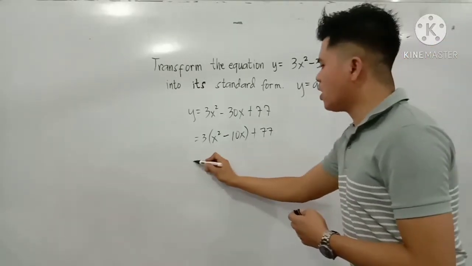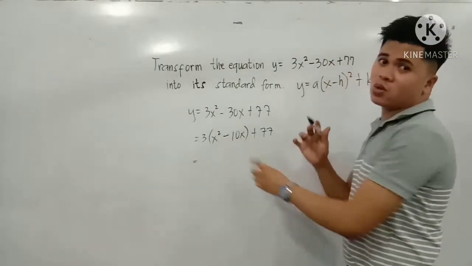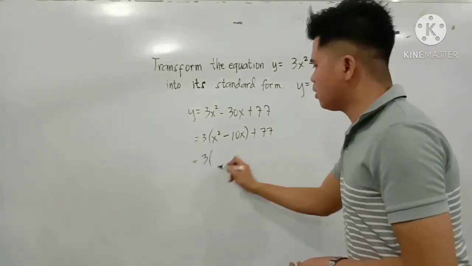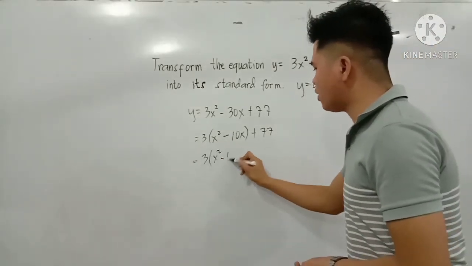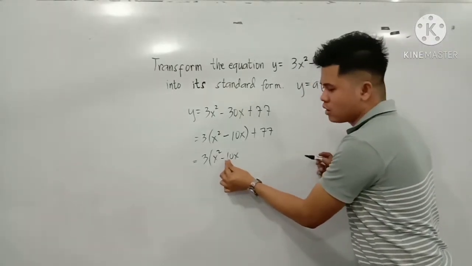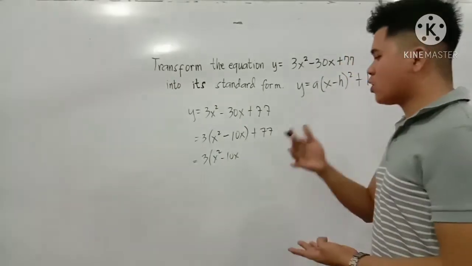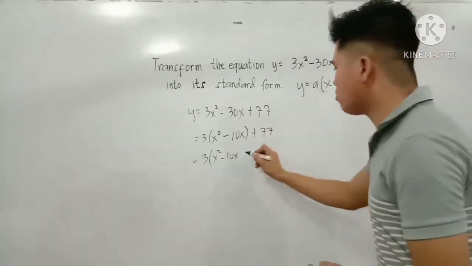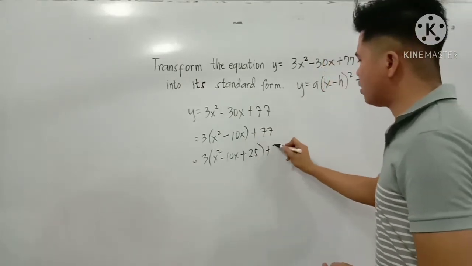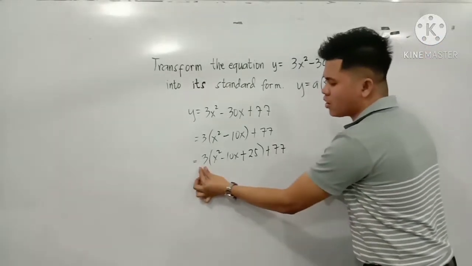Then, we have to write the terms inside the parentheses into a perfect square trinomial. So, copy 3. Then, copy x squared, copy negative 10x. Then, we have to get the half of this 10. The half of 10 is 5. Then, we have to square it again. So, the 5 squared is simply positive 25. Then, just copy 77. Then, observe, we have here a value a which is 3.